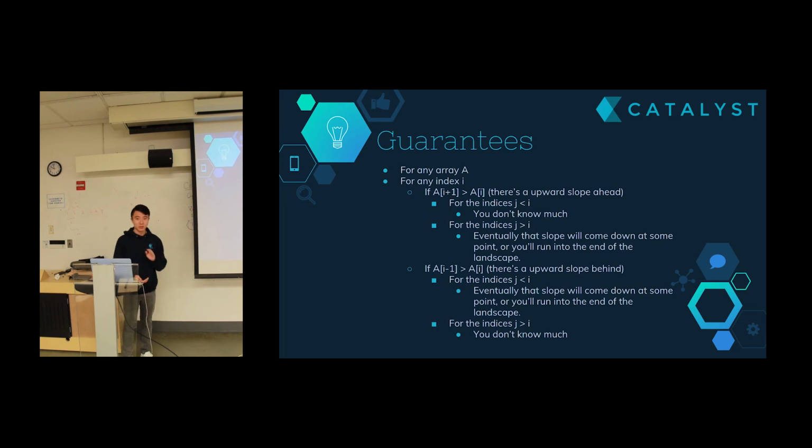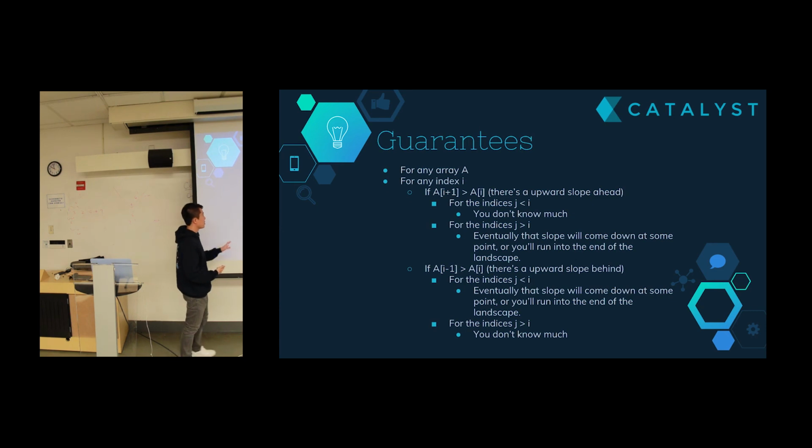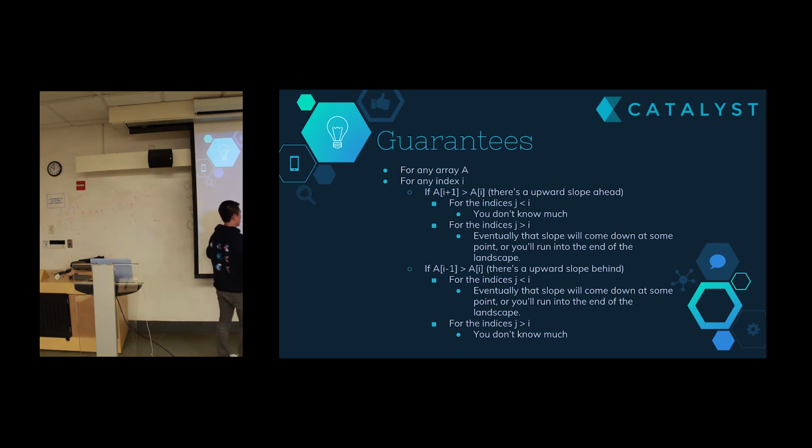When we're talking about peak performance, let's take a look at it case-wise. So you're at I. If there's an upward slope ahead, then for everything to the left, you don't know anything. But you know that for everything to the right, if you're on an upward slope already, it will either come down at some point or it'll run into the end of your array. Similarly, if you're on a downward slope, then you can't say much for whatever is in front of you. You don't know if that downward valley will ever pull itself up. But you know that behind you, you'll either come down from a hill or you'll run into the beginning of the array.